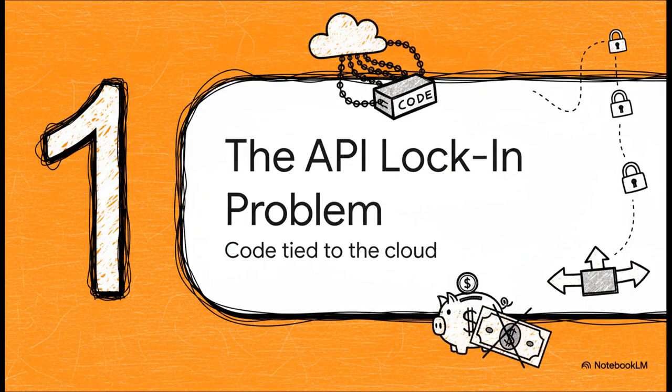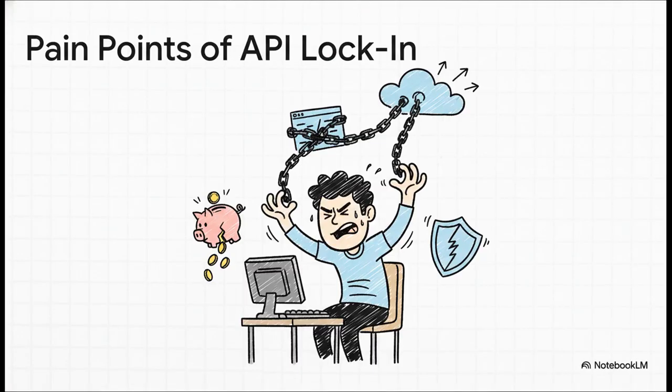Right, first up, the problem of API lock-in. So what is this lock-in we're talking about? It's that situation where your whole application is so baked into one specific service that the thought of switching just feels impossible. And this dependency creates some major headaches.